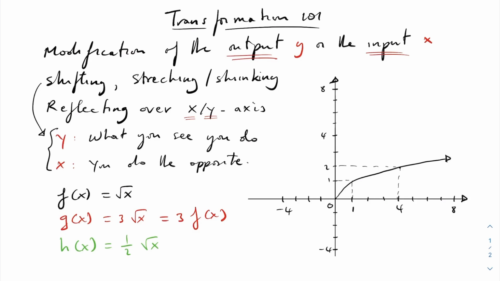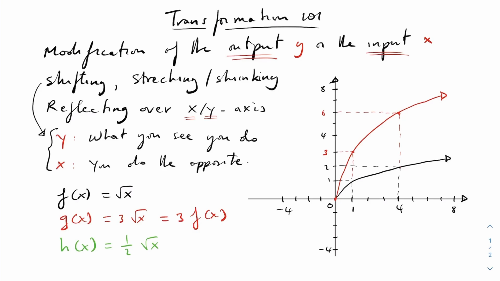And so the point of coordinate (0, 0) is still going to be (0, 0) because the output y equals 0 times 3 still gives us 0. But the point (1, 1) will become the point (1, 3) because 3 times 1 is 3. Finally, the point (4, 2) will become the point (4, 6). And so with these 3 points together, you can connect them and you get the graph for the function g.